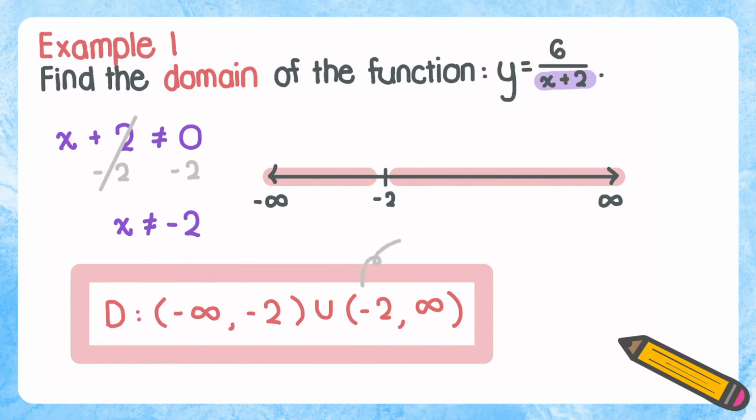So this thing I wrote out here is called interval notation, which is what we'll be using to express our domain. So we have the interval notation. And this symbol in the middle that looks like a U is our union symbol. So it's kind of like a mathematical version of AND.